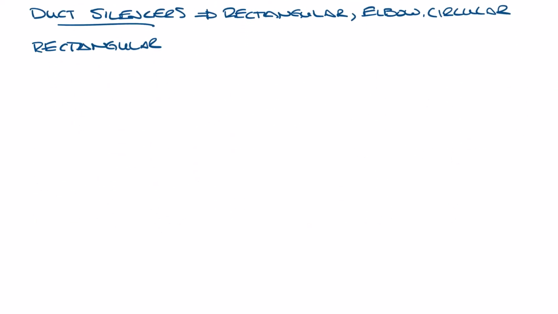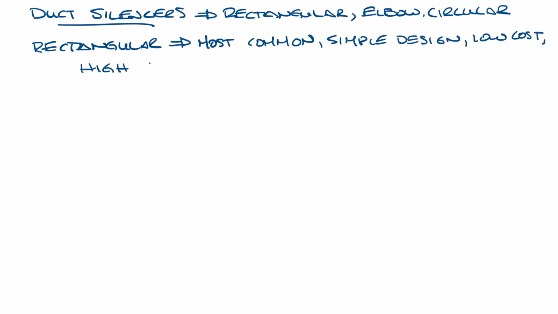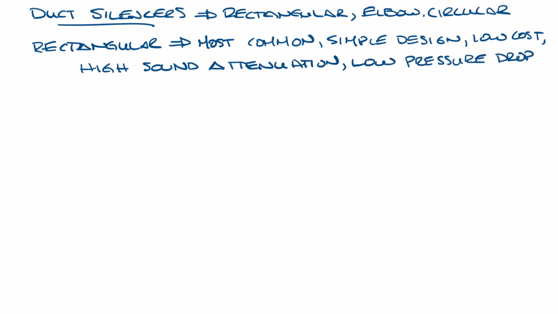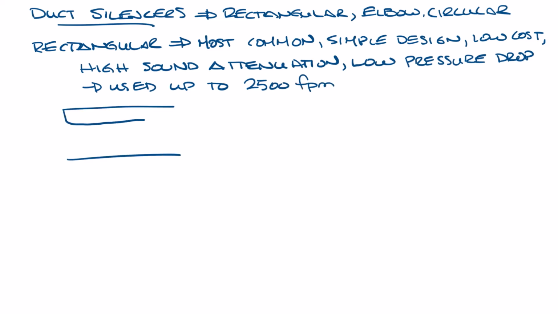Rectangular silencers are the most common type of silencer. They have a simple design, relatively low cost, highest sound attenuation, and low pressure drop. They can be used up to 2,500 feet per minute. And they look something like this. You would have a casing on the outside with a perforated interface on the inside, and then the acoustic media would be between those 2 areas right here.